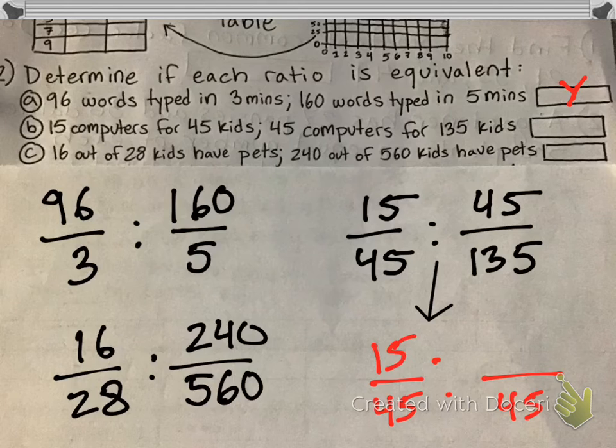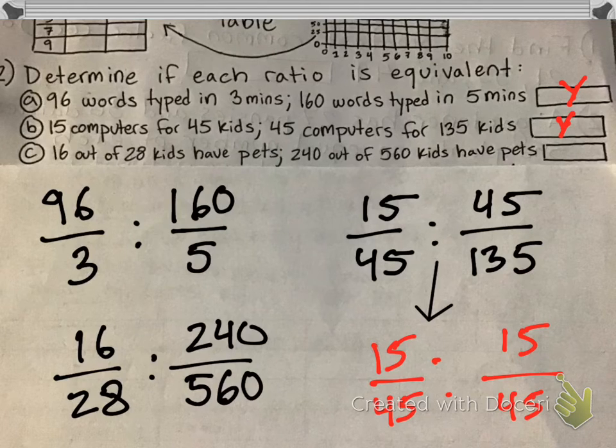This stays the same as 15. And what's 45 divided by 3? 15. Are these two equivalent? Yes. They're equivalent fractions.